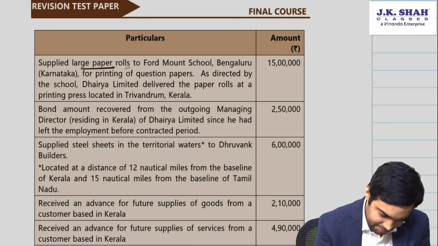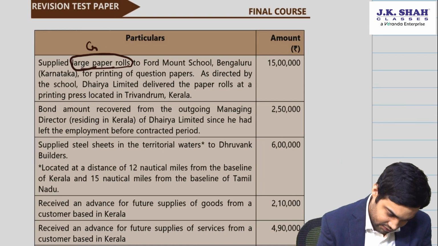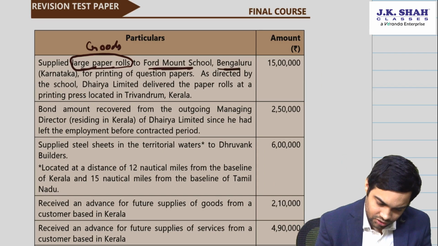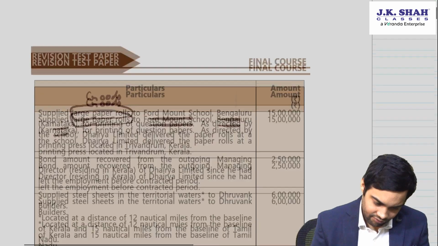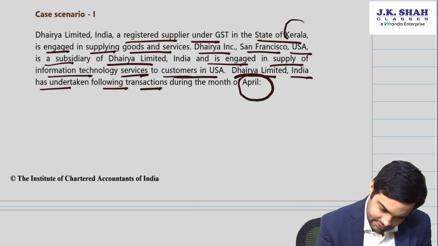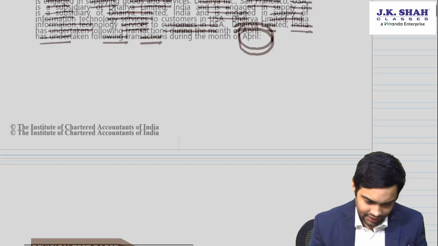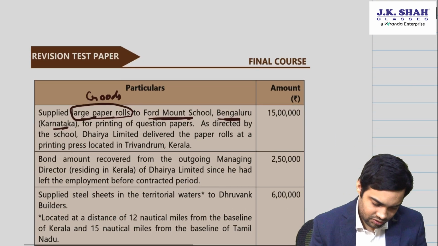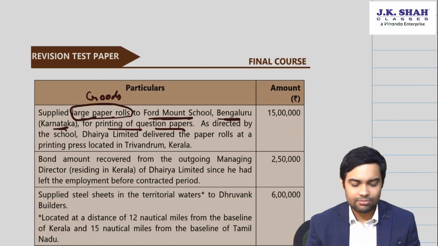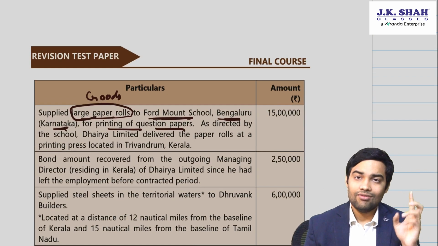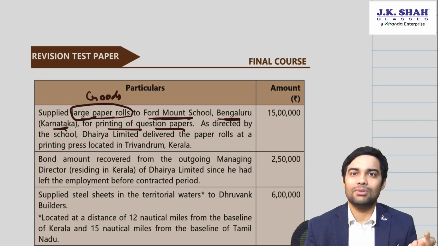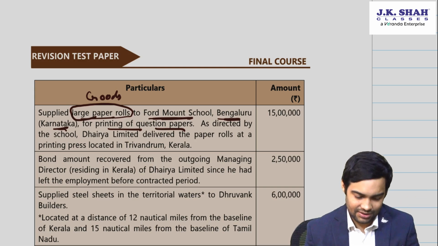Supplied large paper rolls. Careful, it's a goods transaction. To Ford Mount School, Bengaluru, Karnataka. Where are we? We are located in Kerala. And where are we supplying these goods to? We are supplying it to Karnataka for printing of question papers. But we are supplying goods. Careful, we are not doing printing for them. We are supplying goods for the purpose of printing of question papers.